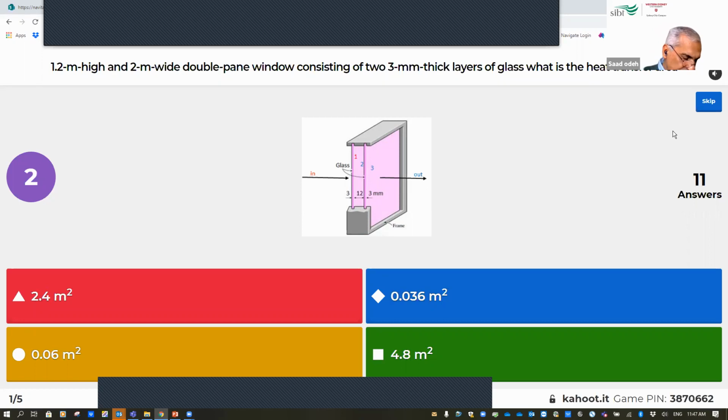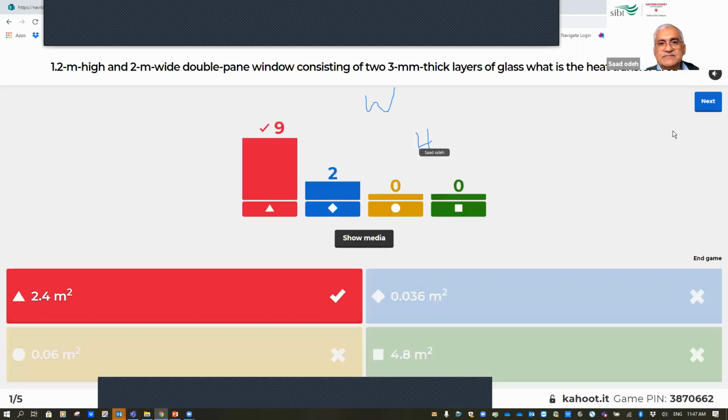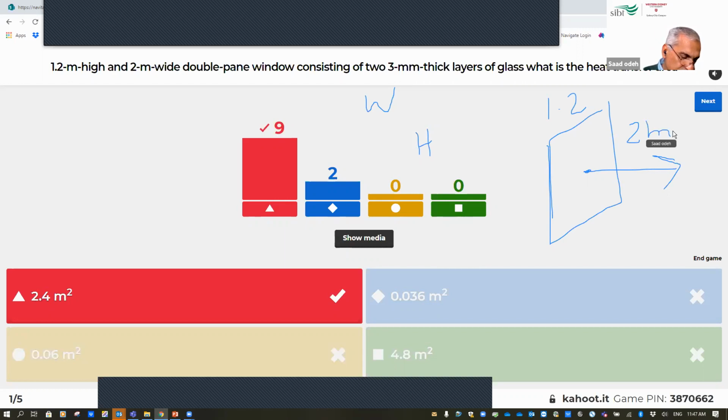Simply multiply W by H. So we multiply this, you get the area. The area, we said, is always the area normal to the heat transfer. So this is the window, and this is the heat transfer coming normal to the window. So I just need to multiply the width 1.2 times the height 2 meters. So from these two, we can get the area of heat transfer.